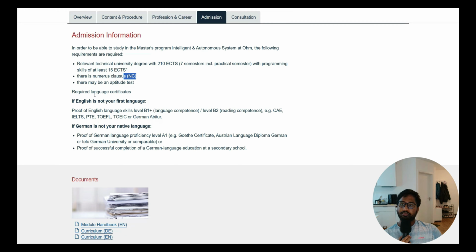admission. Then there may be an aptitude test before getting an admission, in order to select between two or three people. They will also take the help of aptitude tests. People who have passed the aptitude test will also be taken for admission.